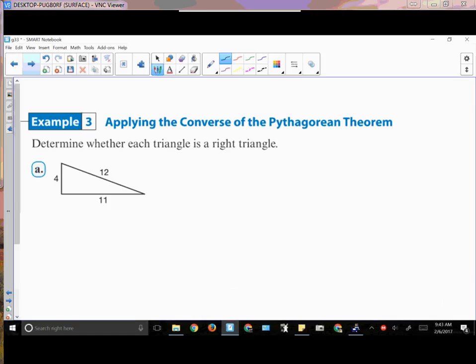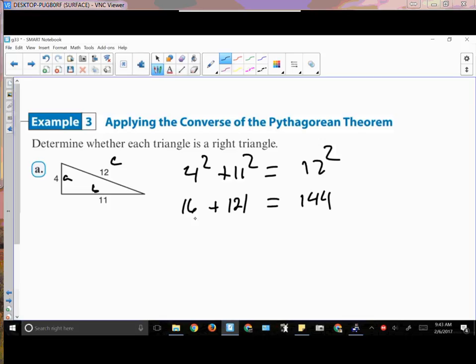So, I want to determine whether or not this is a right triangle. Well, if it's a right triangle, could this be A and could this be B? And then this should be C, correct? So that means I'd have 4 squared plus 11 squared is equal to 12 squared. So 4 squared is 16. That's 121. This is 144. I add those together and I get 137 is equal to 144. Is this true? No.